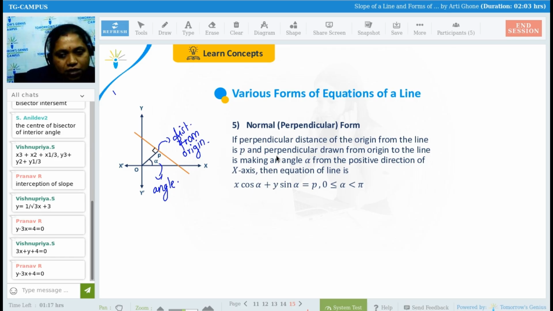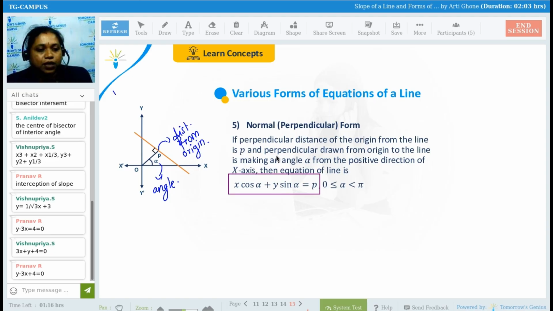If the perpendicular distance of the origin from the line is p, and the perpendicular drawn from the origin to the line makes an angle alpha with the positive direction of the x-axis, then the equation, that is the normal form of the straight line, is x cos alpha plus y sin alpha is equal to p. Now keep in mind that if your alpha is an angle for which trigonometric ratio calculations are easy, like pi by 3, pi by 6, pi by 4, then you have to solve it.